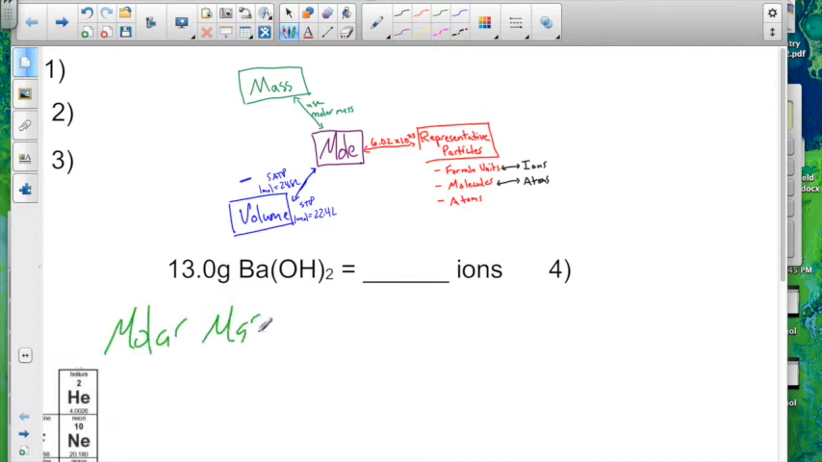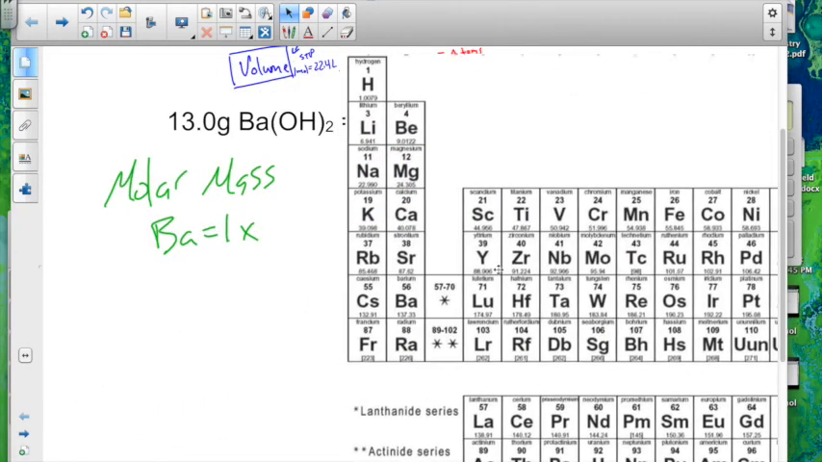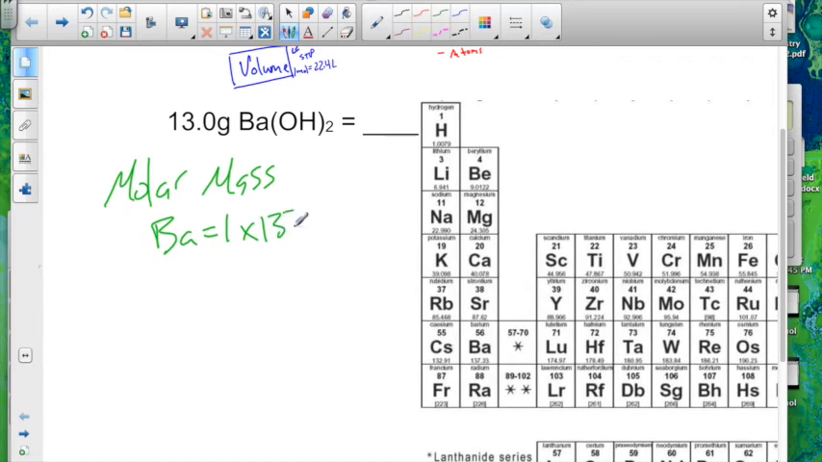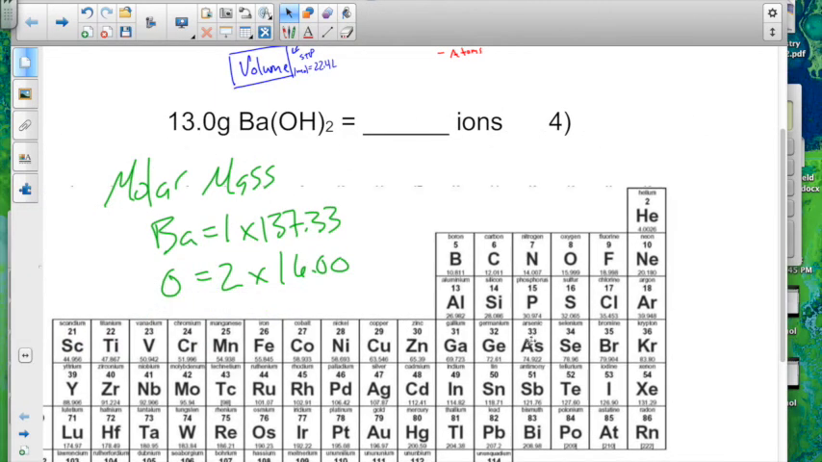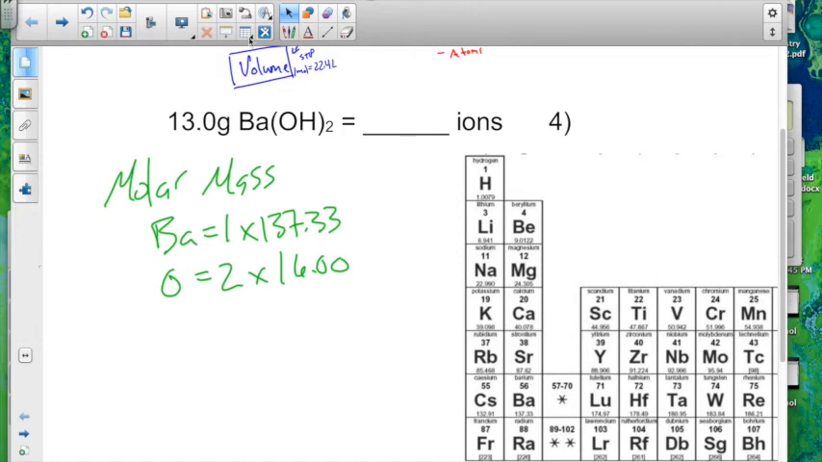Let's break this down step by step. So let's find out what the molar mass is. So we know we have barium, and that's going to be 1 times, let's find out what barium weighs in terms of its molar weight. And barium is 137.33, so we have 137.33. And we have oxygen equals 2 times 16.00. So over here we have oxygen at 15.999. However, on your periodic table back home, it's going to say 16.00. And then hydrogen is going to equal 2 times 1.01.